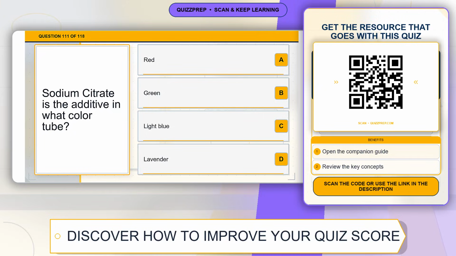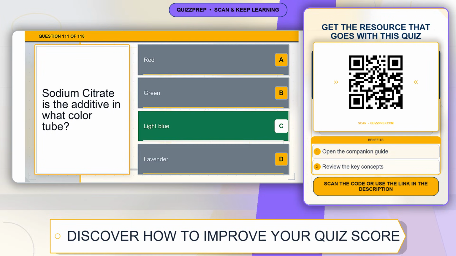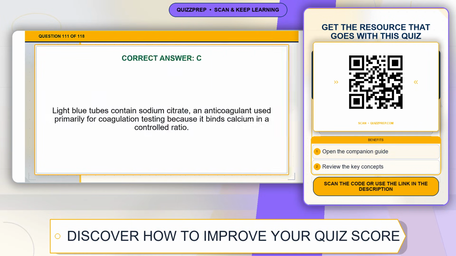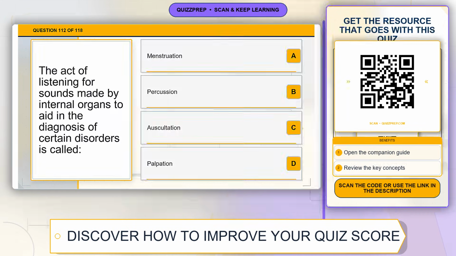Question 111. Sodium citrate is the additive in what color tube? Option A. Red. Option B. Green. Option C. Light blue. Option D. Lavender. The correct answer is option C. Light blue. Explanation. Light blue tubes contain sodium citrate, an anticoagulant used primarily for coagulation testing because it binds calcium in a controlled ratio.